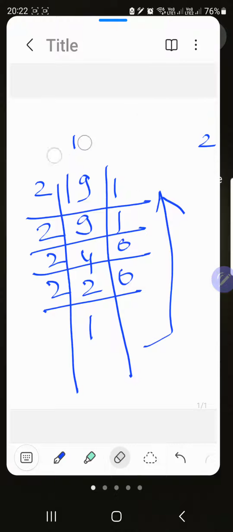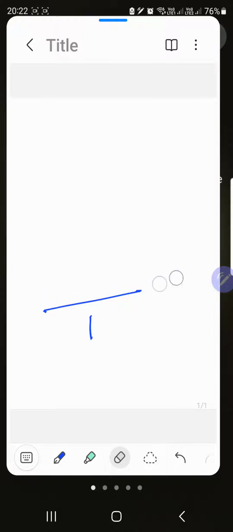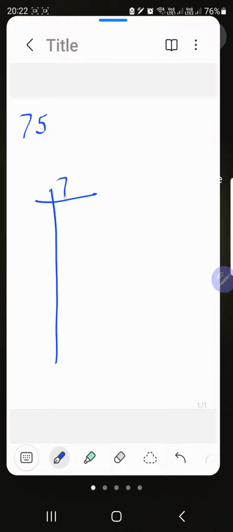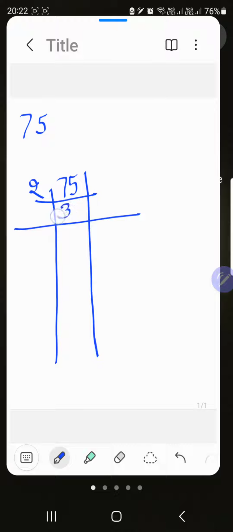Similarly, if you want to find the binary of 75, we will divide 75 by 2. 2 3s are 6, 2 7s are 14, remainder left is 1. 2 1s are 2, 2 8s are 16, remainder left is 1.